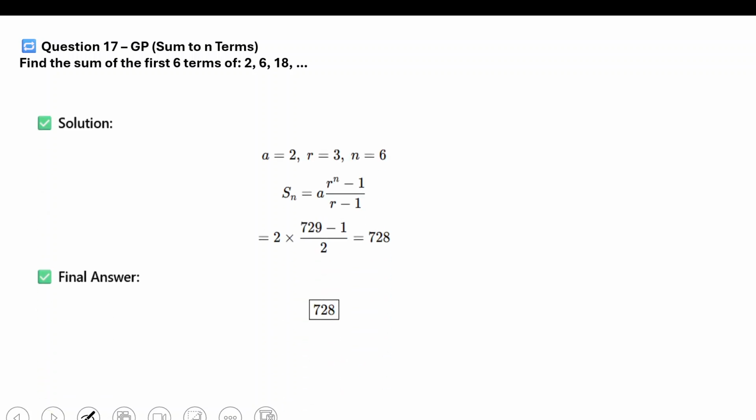Okay, so find the sum of the first six terms of 2, 6, 18, and so on. The sum is given by this formula: S subscript n is equal to a open bracket r raised to power n minus 1 over r minus 1. So first of all, we identify all the parameters. A is the first term, which is 2. R is the common ratio, which is 3. N is the number of terms, which is 6. Plug into this formula, and we get 728.